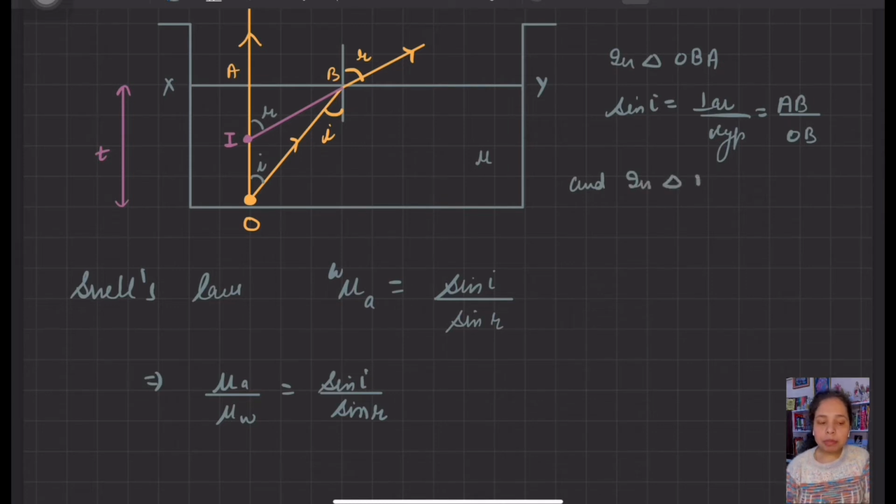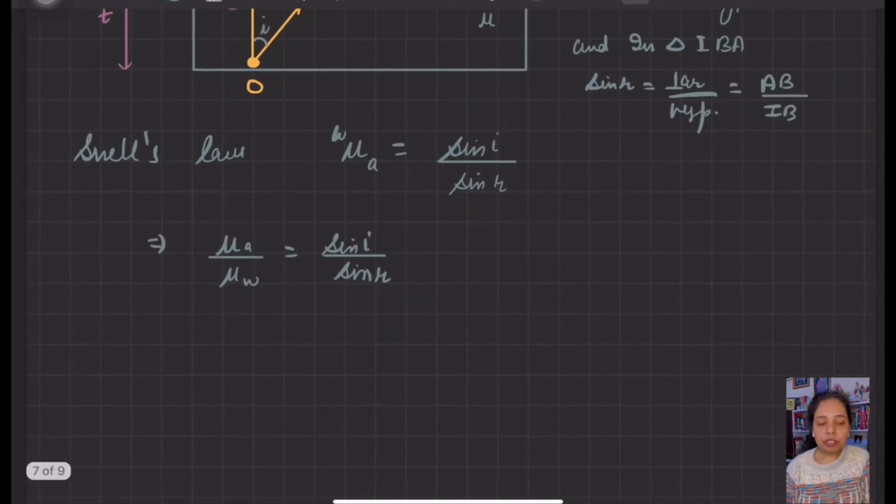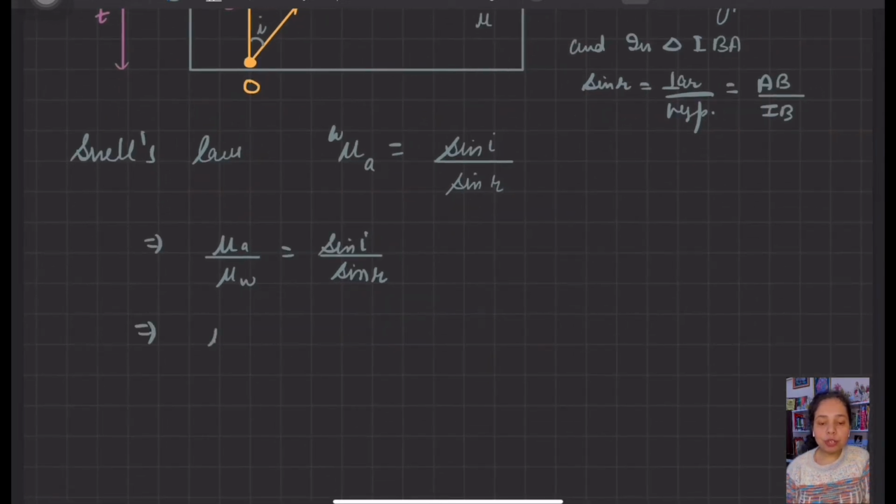Similarly in triangle IBA we have sine R is equal to perpendicular upon hypotenuse, and again considering the triangle IBA such that angle R is at point I, in front of angle R we have perpendicular, therefore AB upon IB. Now we will substitute these two values in this equation, therefore we can say mu water to air is equal to mu A upon mu W is equal to AB upon OB divided by AB upon IB.